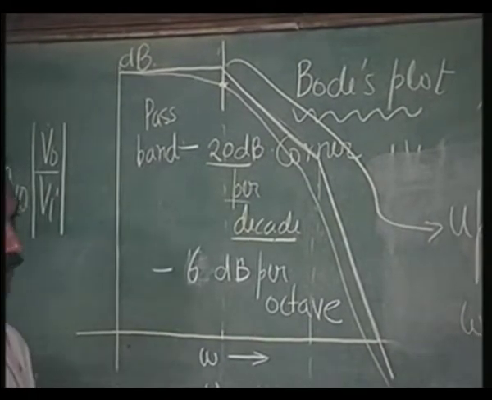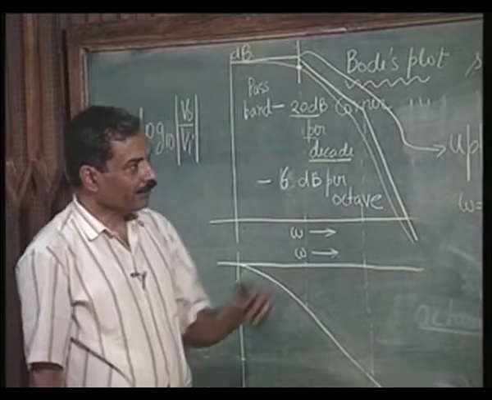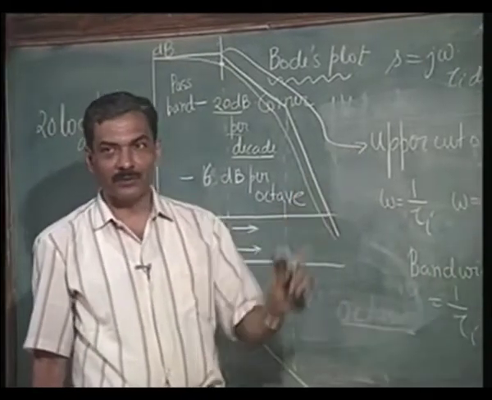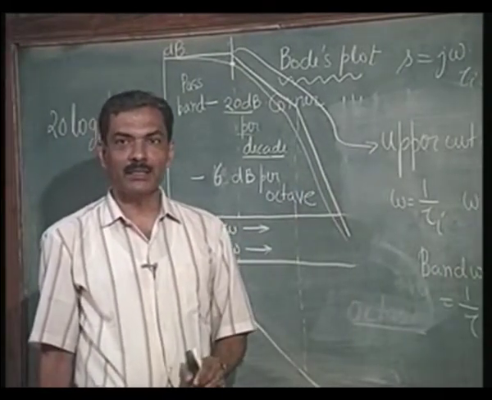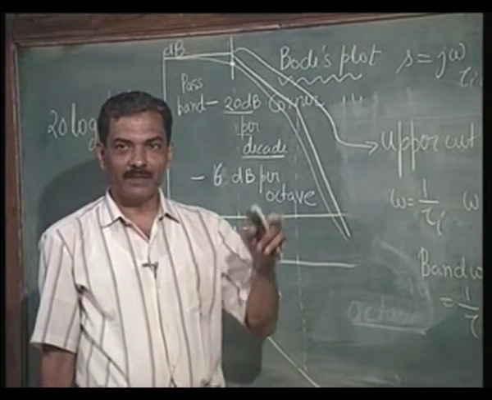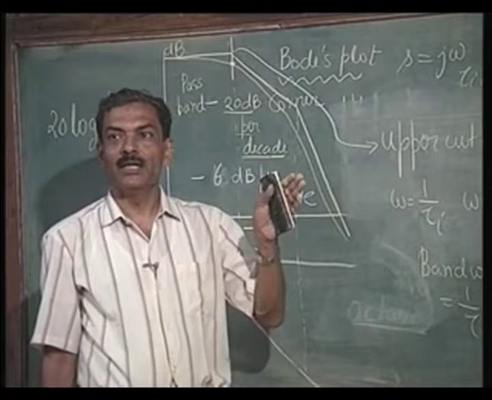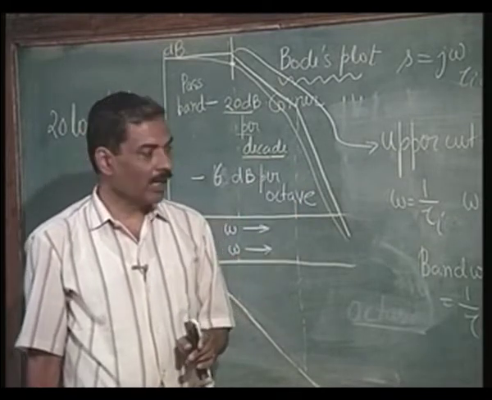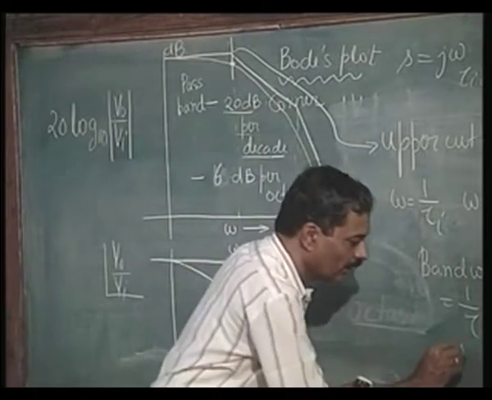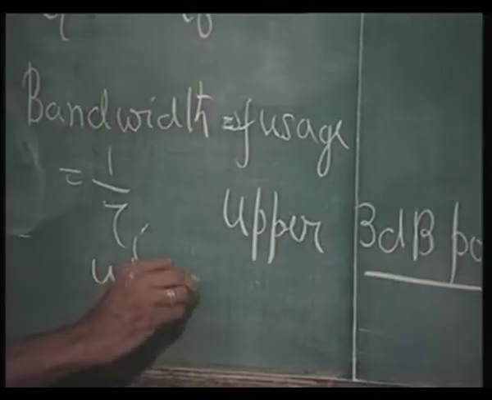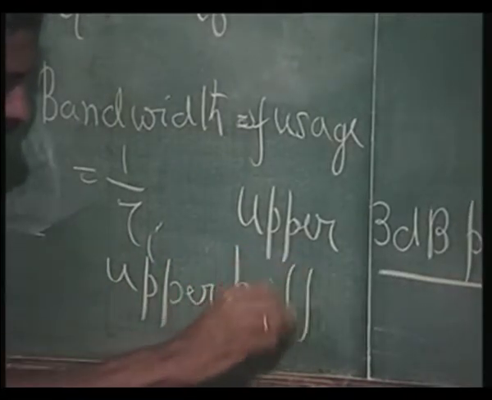So these are the important definitions. If voltage gain reduces by 1 over root 2, power gain reduces by another factor of 1 over root 2, it is square. So power gain is halved. This is also called upper half power point.